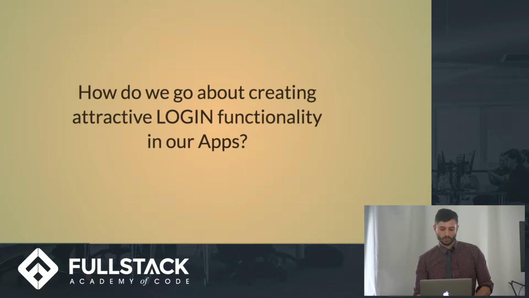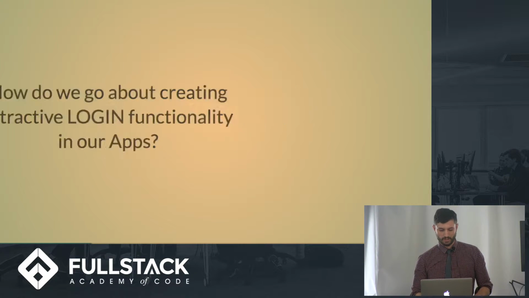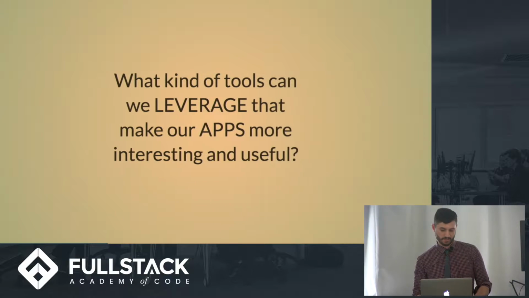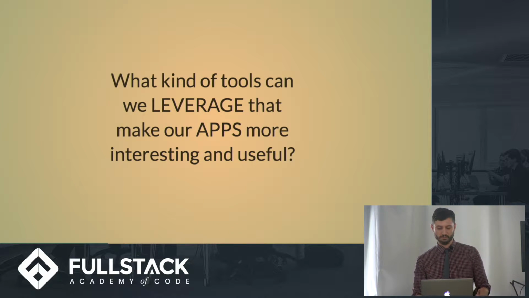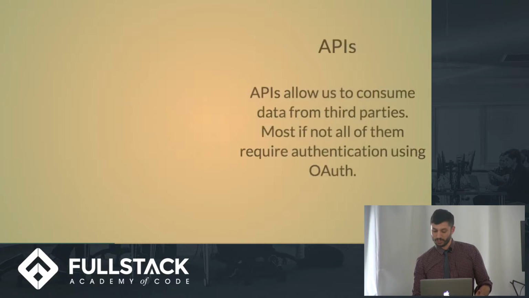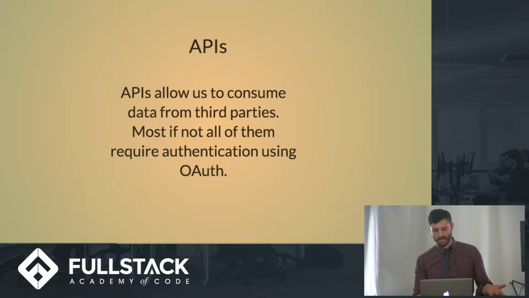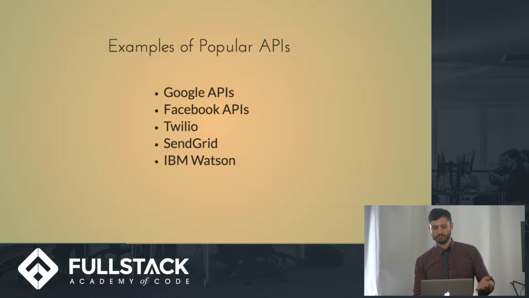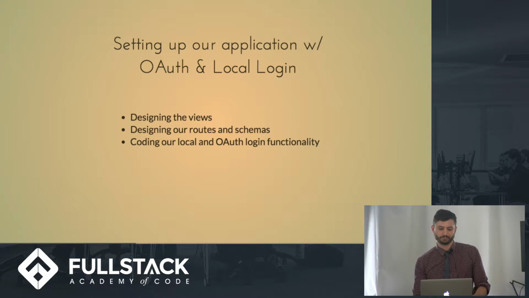So how do we go about creating attractive login functionality in our apps, and how do we as developers make this experience easy on ourselves, and what kind of tools can we leverage to make our apps more interesting and useful? Obviously APIs, which allow us to consume data from third parties, almost all of which are going to require OAuth authentication to use the data. Google, Facebook, Twilio, SendGrid, and IBM Watson are some examples.